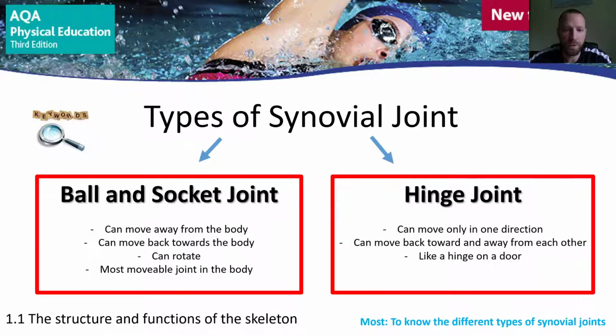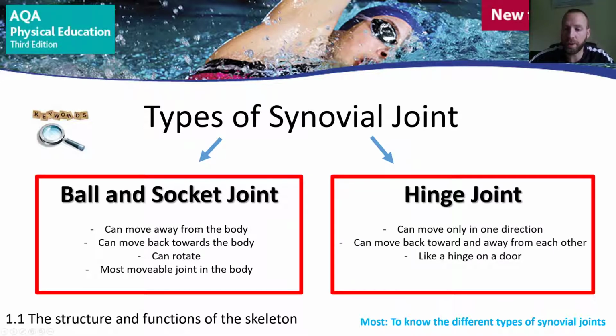So the different types of synovial joint are the ball and socket and the hinge joint. Okay, so the ball and socket joint. At these joints, the limbs or muscles can move away from the body and they can move towards the body. And they can rotate round. So they're freely movable. It's the most movable joint of the body.